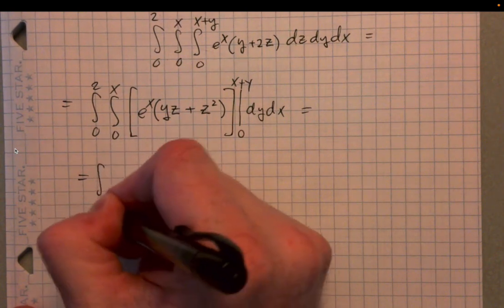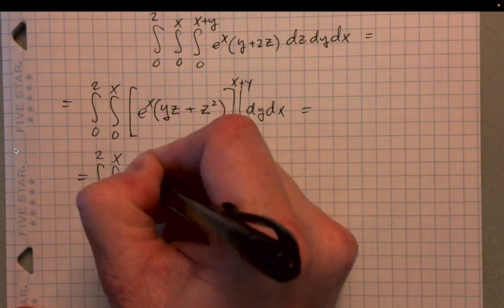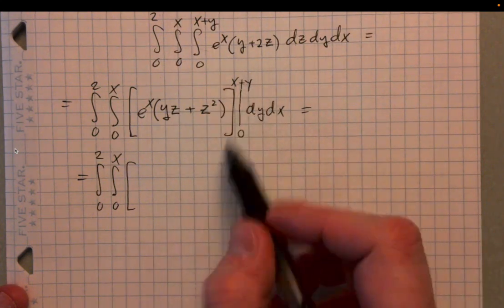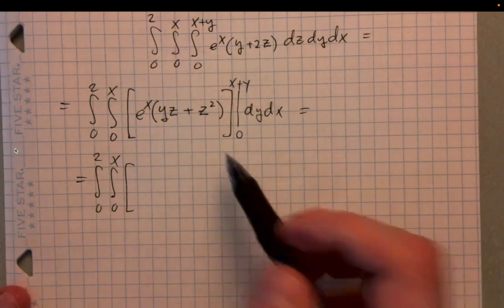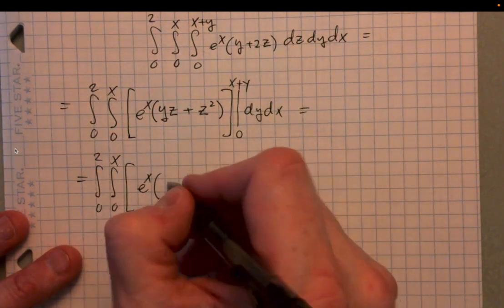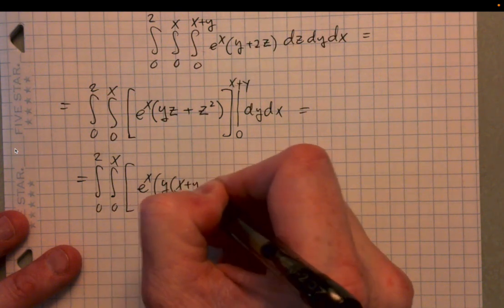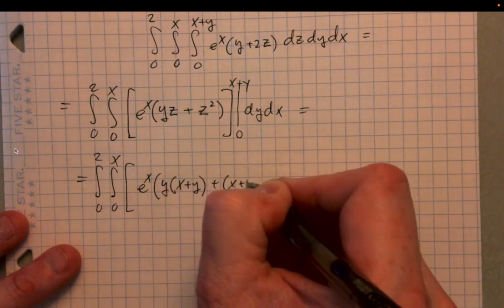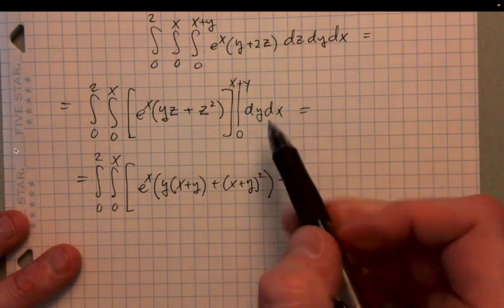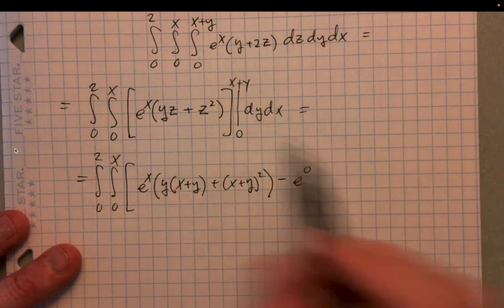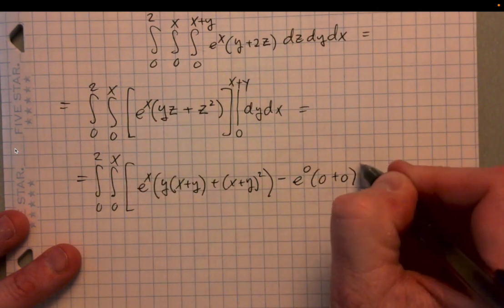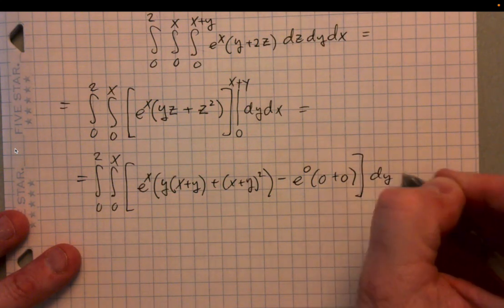Okay, and so then we can evaluate this. Everywhere you've got a z, you plug in x plus y, and then subtract everywhere you've got a z plugged into 0. So it'll be e to the x, and then it's going to be y times x plus y squared. Okay, and then minus e to the 0, and then it's 0 plus 0. dy dx.